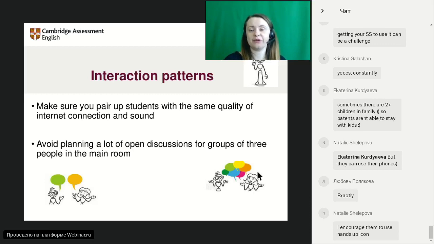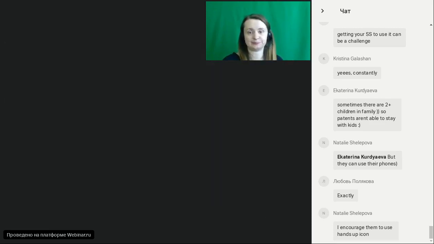And speaking about hands up, by the way, it's a great way of classroom management. Yeah, so they don't start talking immediately. When you ask a question, they should put their hands up. Absolutely agree. Okay, so don't have open discussions for more than 5 minutes. Never 10-15. Your students in a group of 3 will just fall asleep.